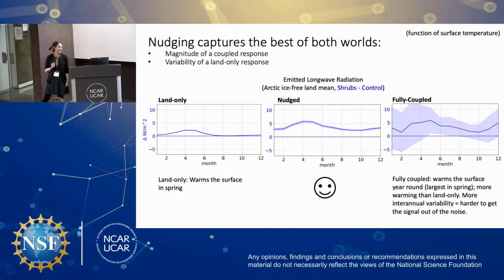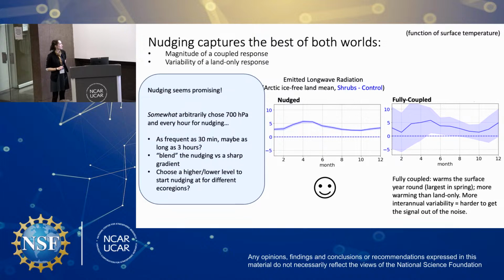Happy. Like, maybe suspiciously happy. This worked really well, like too well, like, things don't normally work out this well. So it's capturing the magnitude of the fully coupled response, similar timing of response and similar size of response, but the variability is way, way lower because you've suppressed all of that large-scale atmospheric circulation that leads to big interannual variability. So this seems really great, even though I made some pretty arbitrary decisions, like 700 hectopascals.